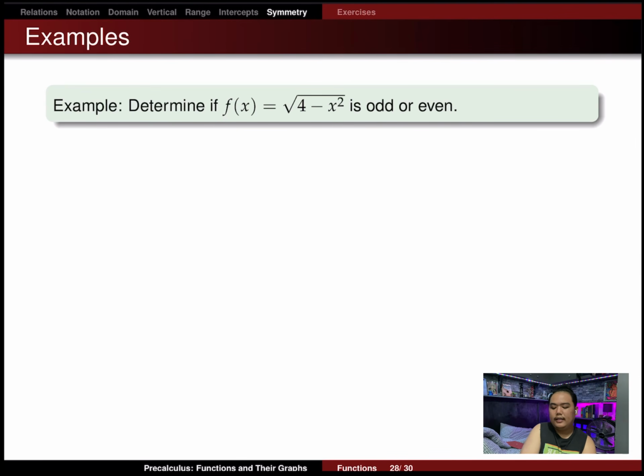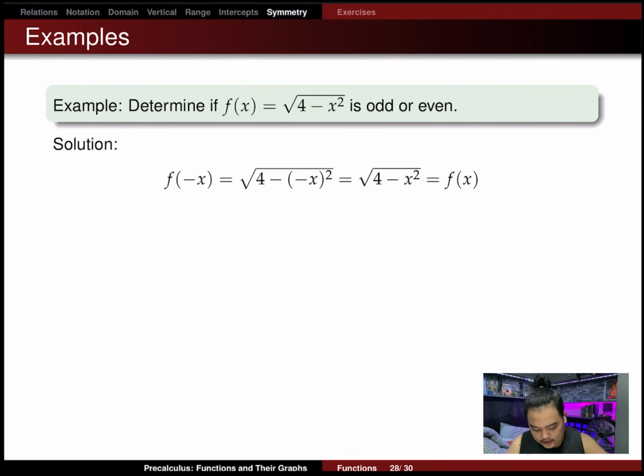So, let us determine if this is odd or even. So, ang gagawin nyo lang, you just replace x by negative x. Okay, so I replace x by negative x dito. Makukuha natin ito. Kasama yung negative sa square. That's why you get x squared.